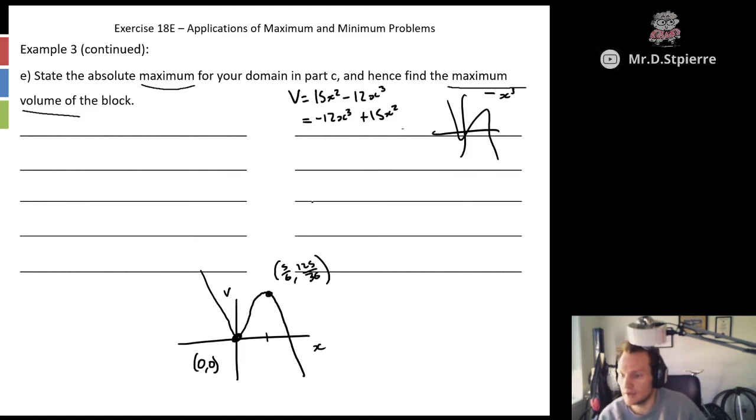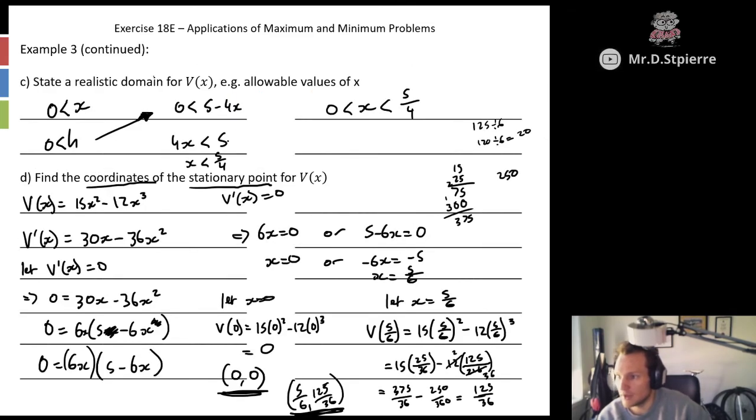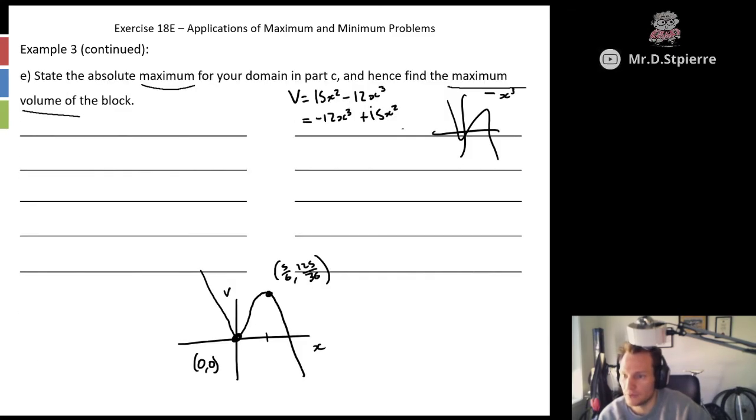We then need to consider, and even though this is state the absolute maximum, I'm doing this sketch and trying to do it roughly accurate so that I can draw valid conclusions. We need to then consider the domain. Our domain that we came up with in part C was between 0 and 5 on 4. Okay, so x needed to be between 0 and 5 on 4. Well, 5 on 6 is less than 5 on 4, so that's inside our domain. That's fine.